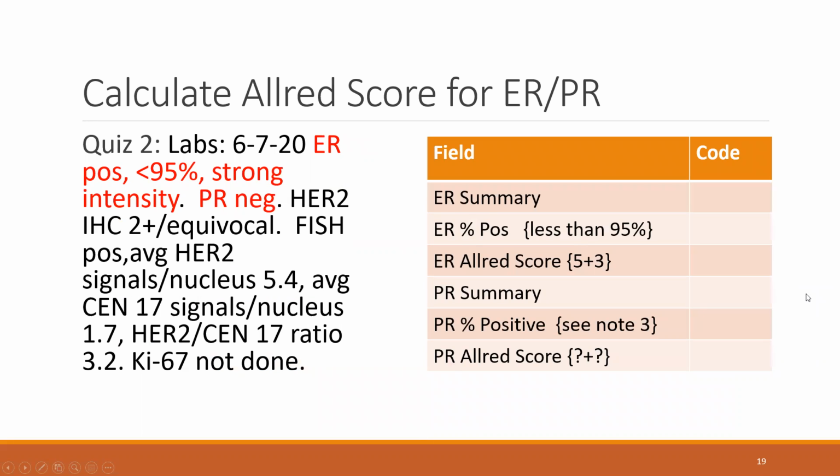Okay, so let's look at another one. This one, the text provides both the proportion score and the intensity for the ER. So let's do the ER first. The ER summary is positive, so that's a 1. The ER percent positive is stated less than 95%. So the general rules in the SSDI manual tell us to go 1 less than that.